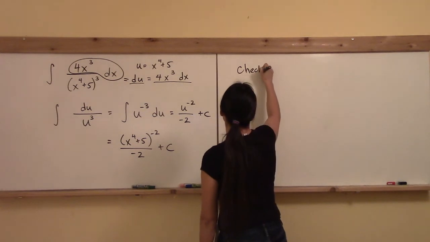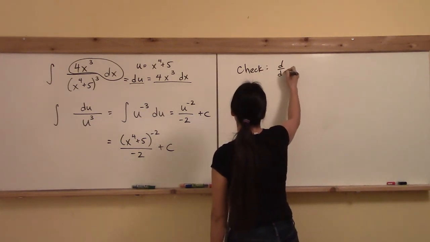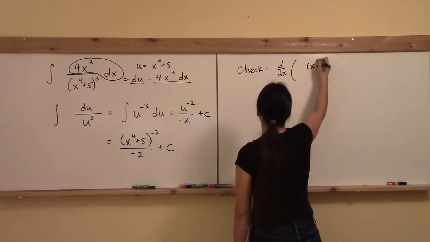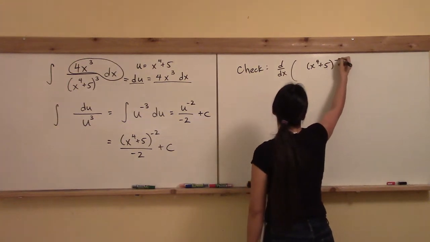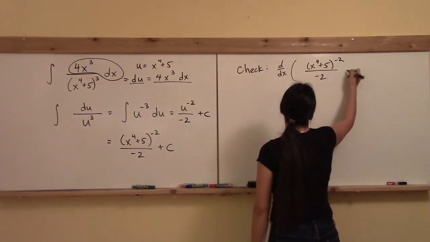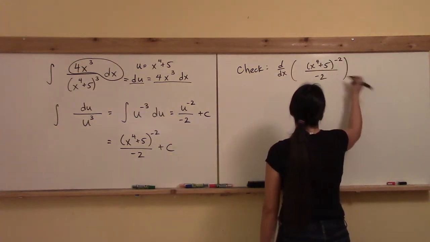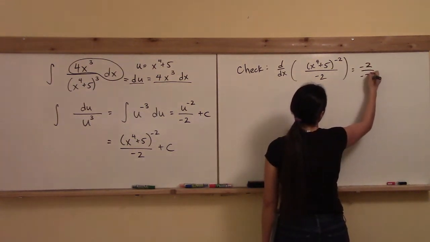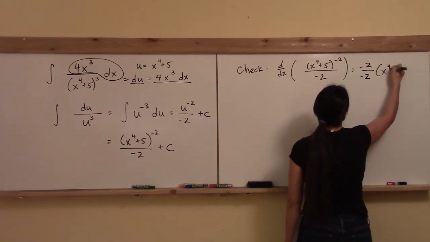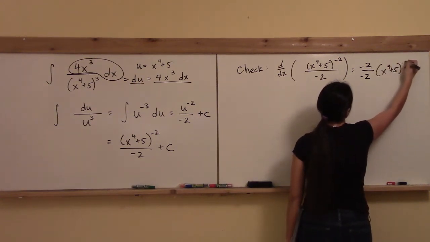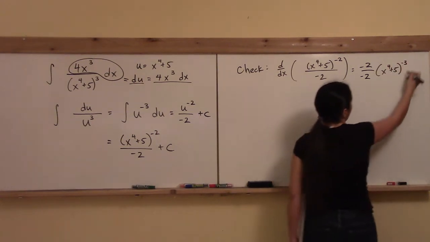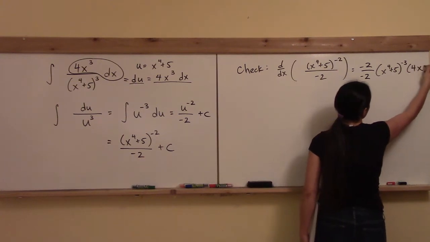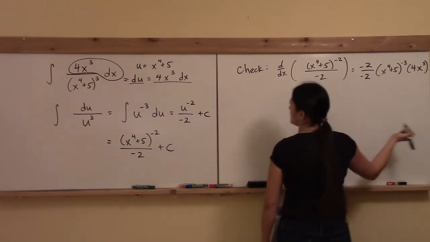Okay, so let's perform a check right here. I'm going to take the d/dx of the quantity x⁴ + 5 to the minus 2 over minus 2, plus c, of course, always going to 0. So then the minus 2 comes down, it cancels that minus 2, x⁴ + 5 becomes to the minus 3, and then, don't forget the chain rule, 4x³.